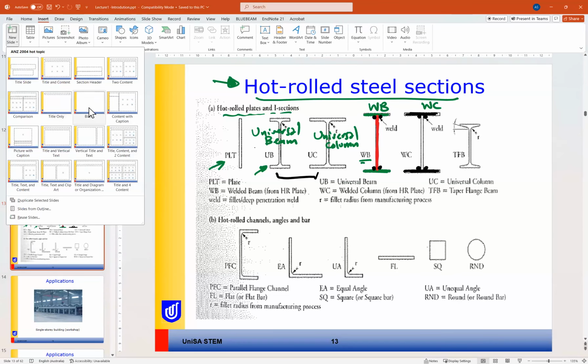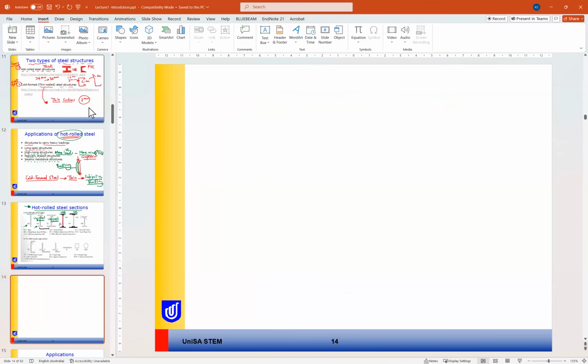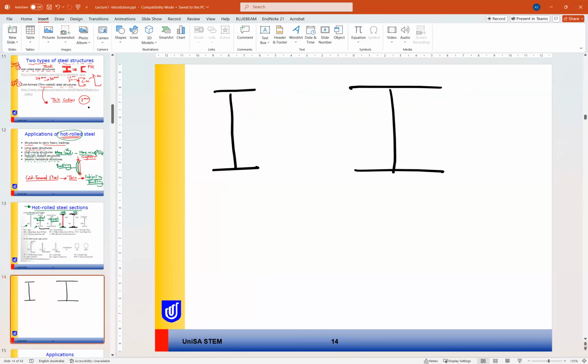Okay, if I ask you what is the difference in the shape or what are the differences between UB and UC section? So UB and UC section, what do you think is the difference?